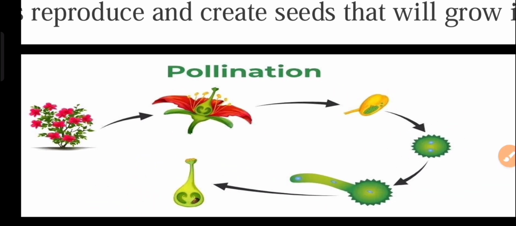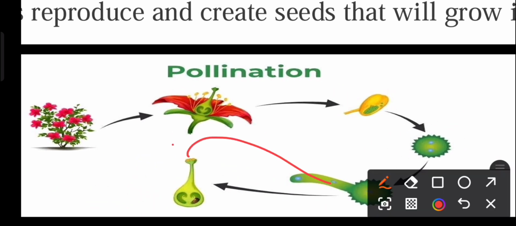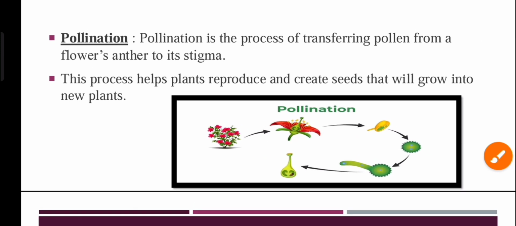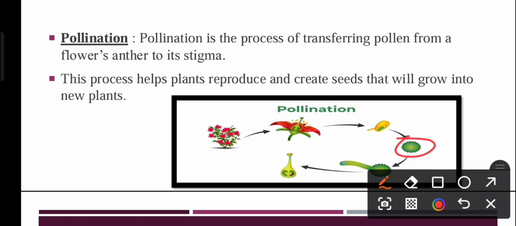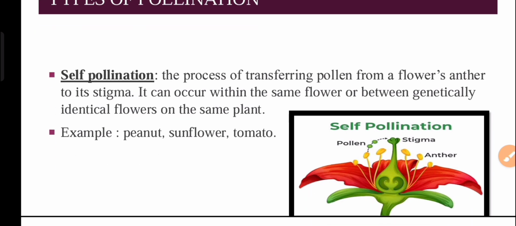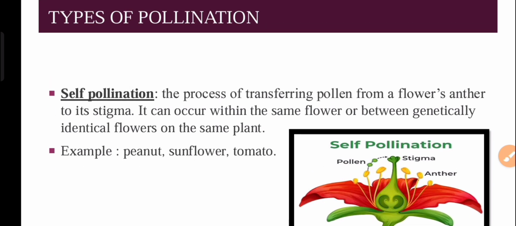So what? It germinates on the what? Stigma. This process is called what? Pollination. The transfer of pollen grains from the anther to what? Stigma. This process is called what? Pollination. So this process helps plants to reproduce and create seeds that will grow into a new offspring or new plant. In pollination we can see two types.